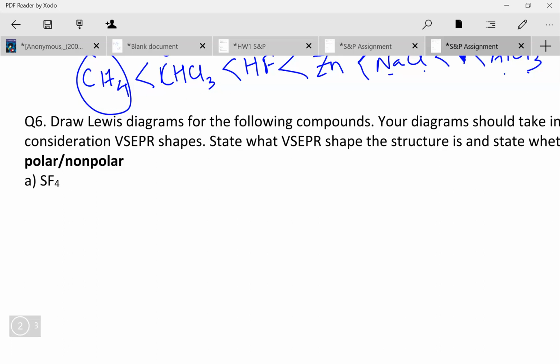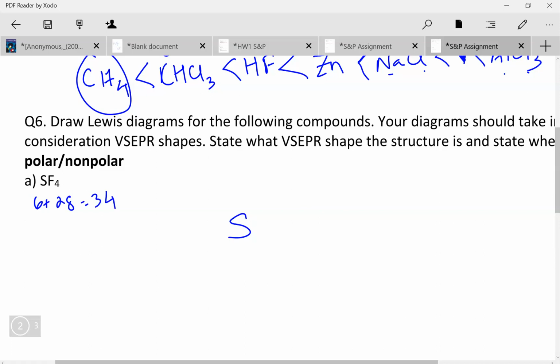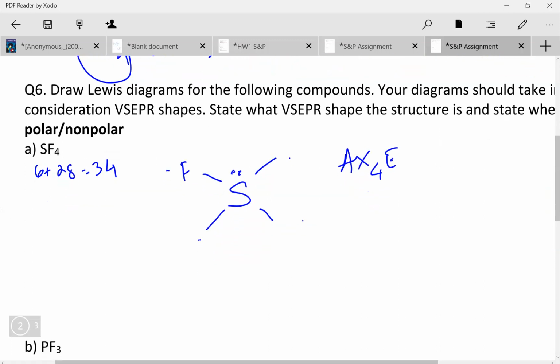Lewis diagrams for SF4, so this would be 6 plus 28 is 34. So that's 8, and then each fluorine would have 6 around it, so that's 6 times 4, 24. Sulfur has a lone pair, and therefore this is an AX4E, which is a seesaw shape structure, right? It will be polar.